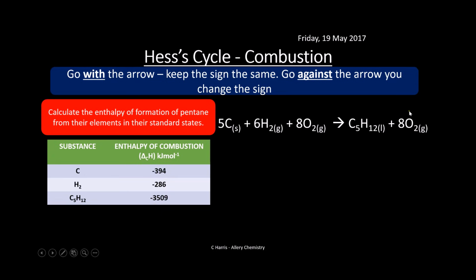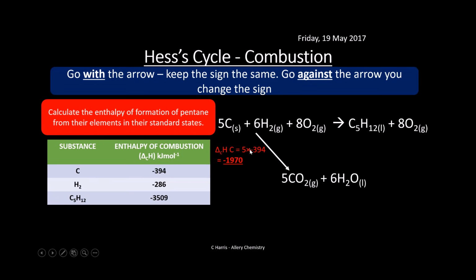Now notice you've got O2 and O2 on the same side. Effectively, we can cancel these out. They will cancel out. It's just there to show combustion. But yeah, we can get rid of them, so we can just ignore them. Okay, so because it's combustion, we have carbon dioxide and water on the bottom, and we have our arrow pointing down. So we're going to do combustion of carbon first.